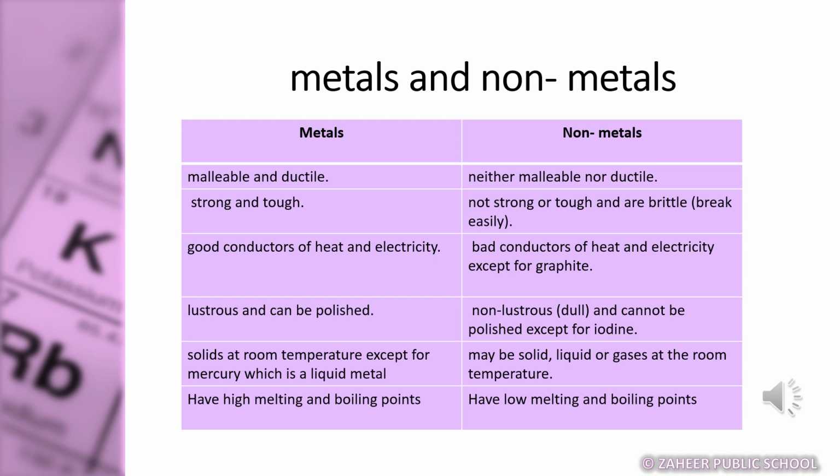Metals are lustrous and can be polished. Non-metals are non-lustrous, they are dull and cannot be polished except for iodine. Metals are solid at room temperature except for mercury, which is a liquid metal. Non-metals may be solid, liquid, or gas at room temperature. Metals have high melting and boiling points, whereas non-metals have low melting and boiling points.